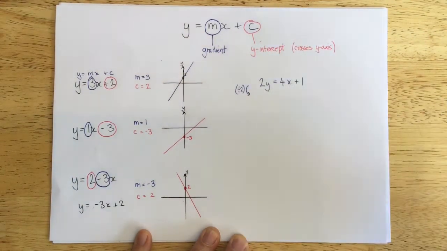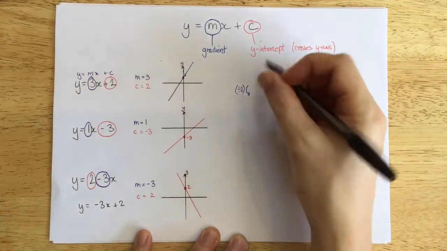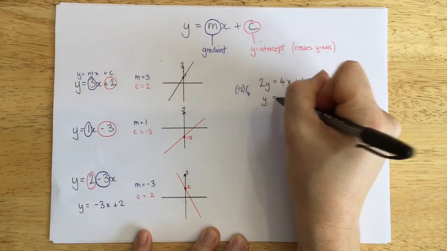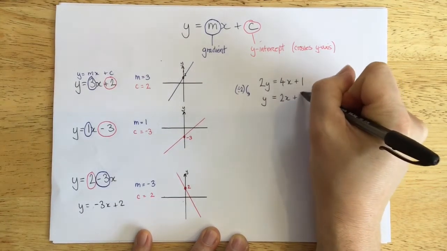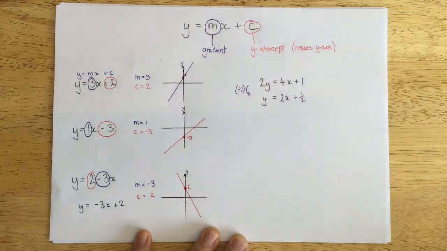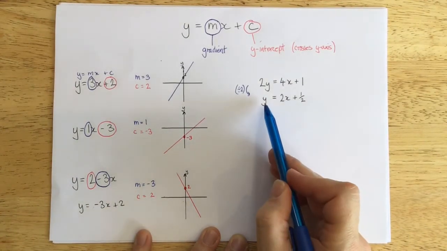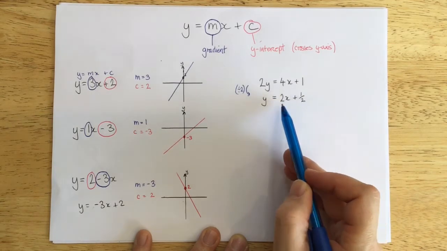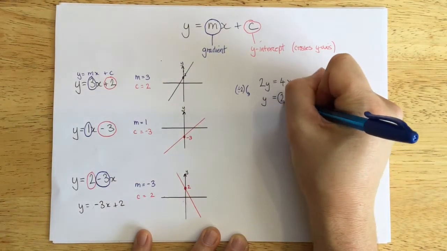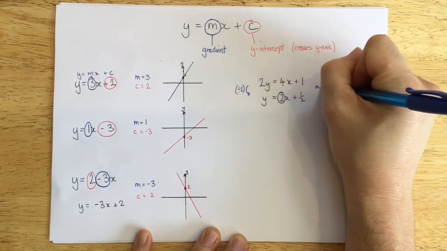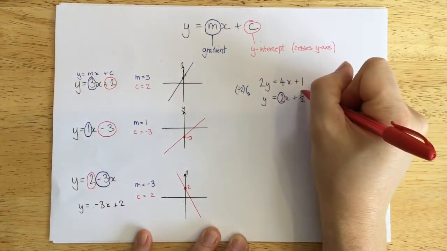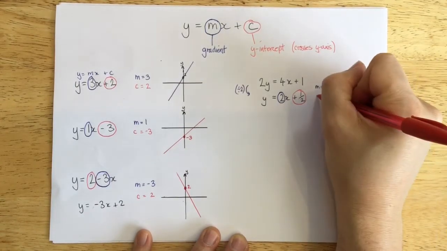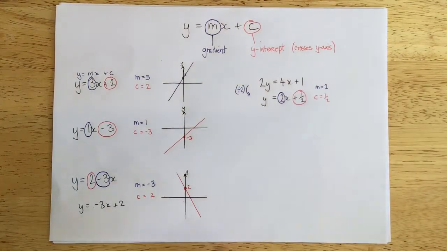And if I divide 2y by 2, I get y. If I divide 4x by 2, I get 2x. And if I divide 1 by 2, I get a half. I need to divide everything by 2. And now when we compare y equals mx plus c, how many x's are there? There's 2. So my value of m is 2. What's the value on its own? Positive a half, so c equals a half.